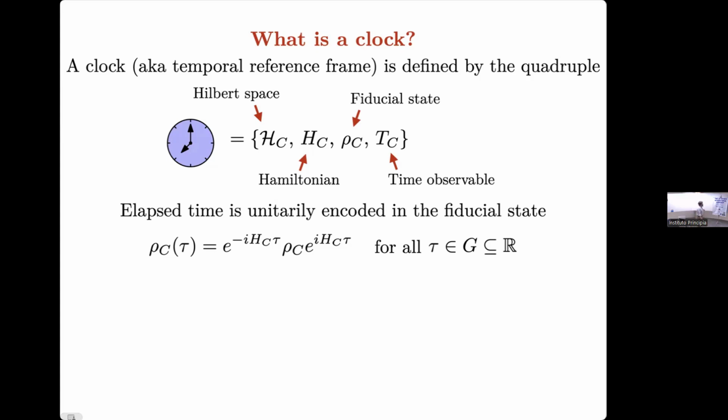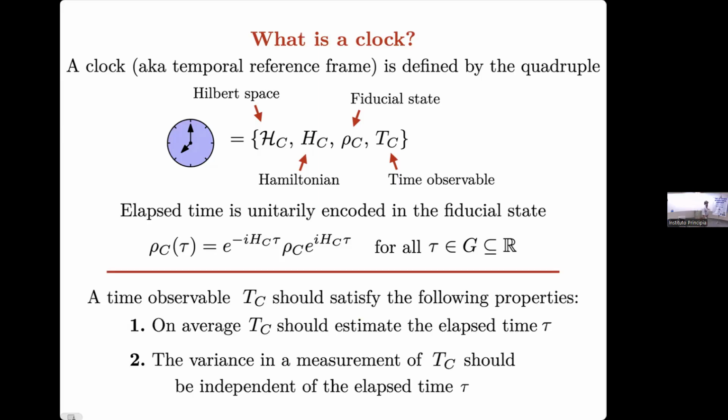And what do we want of this time observable? What properties should it have? Well, there's two, right? On average, when we measure this time observable TC, given the states rho c of tau, it should return the time tau, right? That's what it would mean for it to be a time observable. And second, the variance in a measurement of this time observable should be independent of what tau is, right? When we go to measure our clock on the wall, we have some uncertainty associated with it, but it's independent of what time the clock is showing. So it turns out that these two conditions uniquely specify what this time observable should be.